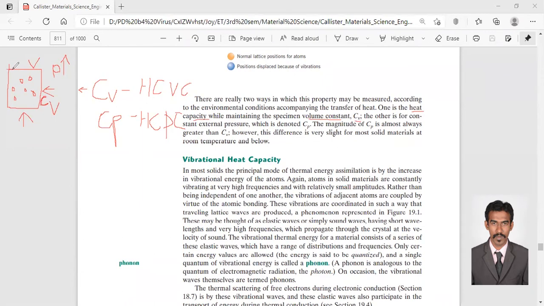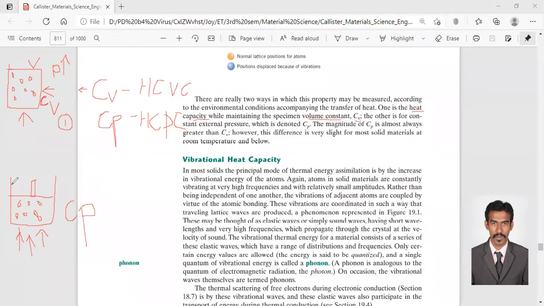CP means you have a container, and this is a lid. Here I have some molecules, and you are providing heat. This is CP. Here the pressure is constant, which means when you provide heat, these particles will start moving here and there and collide with each other. So pressure is increasing, as it does here.